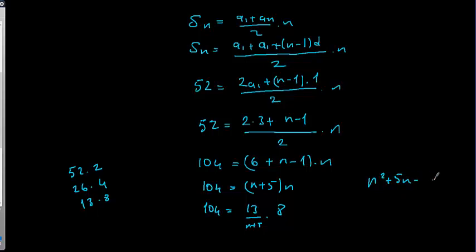Or you can do this one: n squared plus 5n minus 104 is equal to 0, and if you factorize, it's going to be plus 13 and minus 8. So n is equal to minus 13, which is not possible because n is a natural number, or n is equal to 8. 13 times 8 is equal to 104, and the difference gives plus 5, so n is equal to 8. You can find it by factorization or by this method.